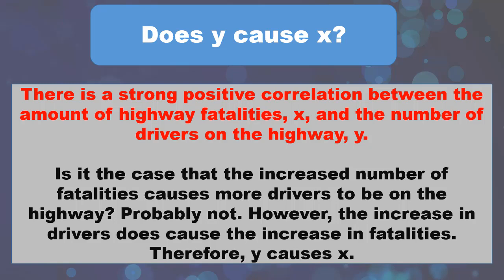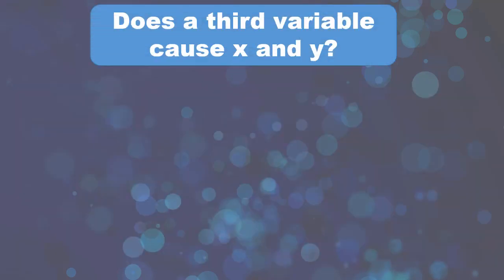So here we have a causal relationship, but it goes the other way. Instead of x causing y, y is causing x. How about this situation? Does a third variable cause x and y?